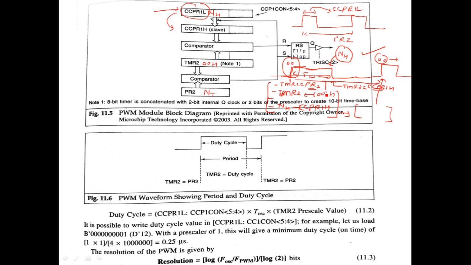Then that will be taken into account only in the next cycle. The current cycle will not be disturbed. That's the reason why two registers are used: one for loading the count, and the other is the register which is used to compare with TMR2. Clear? Yes sir. That's all. So I think this is the operation of this PWM mode of operation.